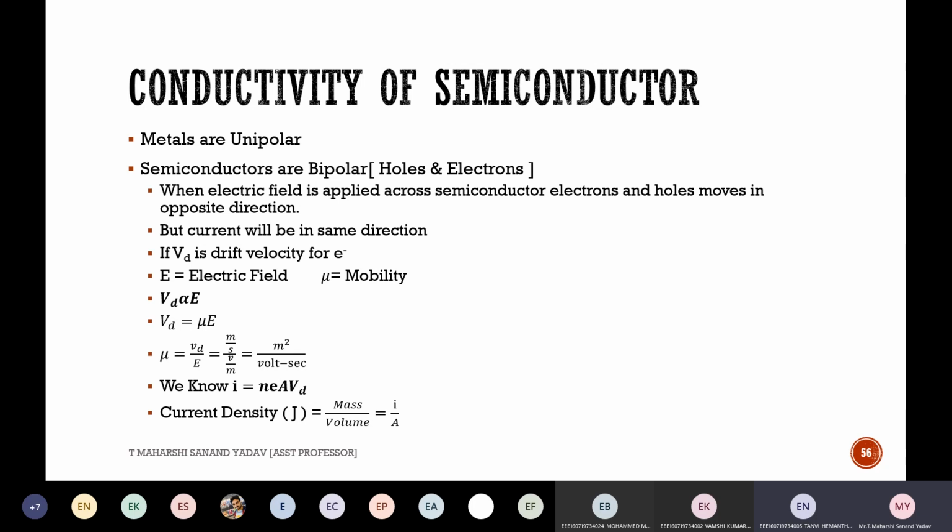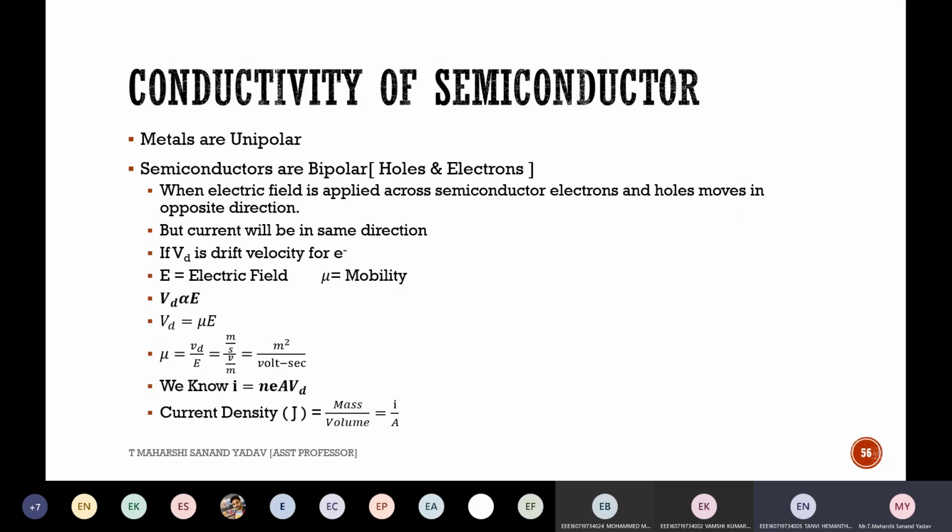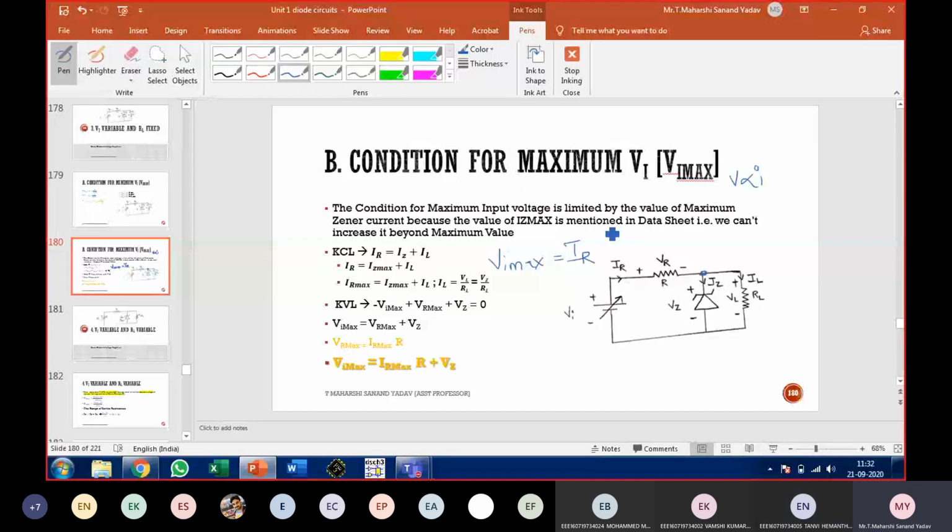That's it. So here you can see, I'm trying to apply KCL at this node. If I apply KCL, current entering is equal to current leaving. So IR is equal to IZ plus IL. Now my intention is to find VI max. If it is VI max, what will happen to IR? It will be maximum or minimum? From Ohm's law, V is directly proportional to I. So if input is maximum, obviously current will be maximum. If current is maximum, obviously IZ will also be max.